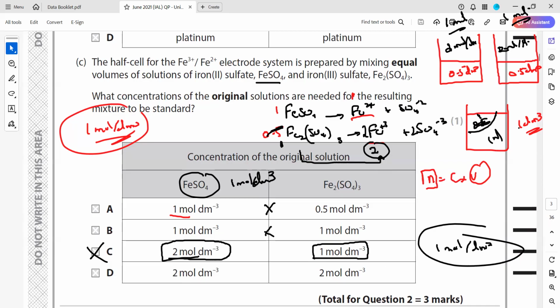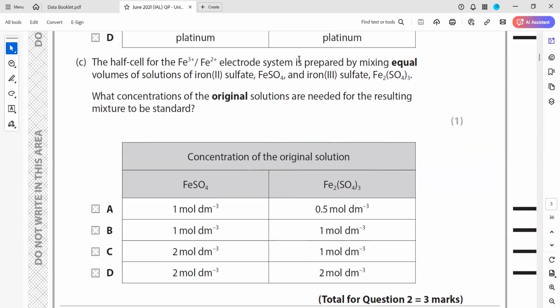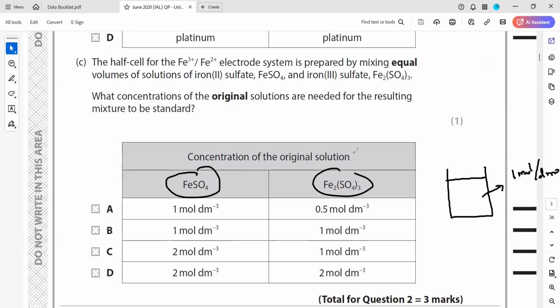Is it clear? Should I repeat? Yes, sure, I'll repeat. Look, the concept is that when I mix the two solutions, I want the concentration in the final solution to be 1 mole per dm cube. I want both concentrations to be 1 mole per dm cube in the final solution. Okay, that is what I want.